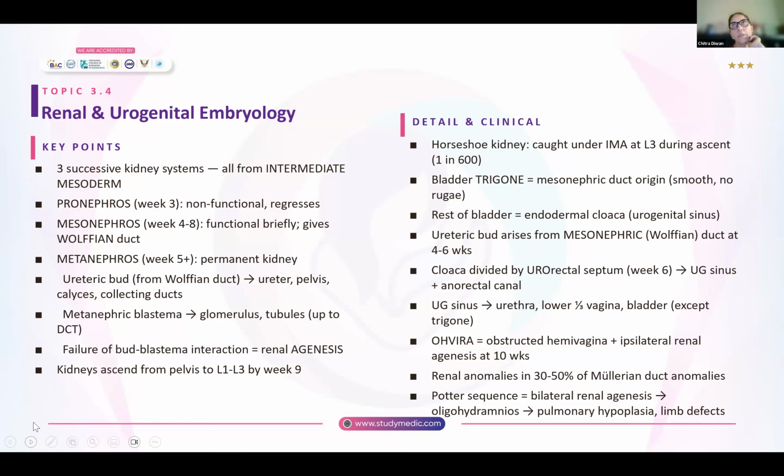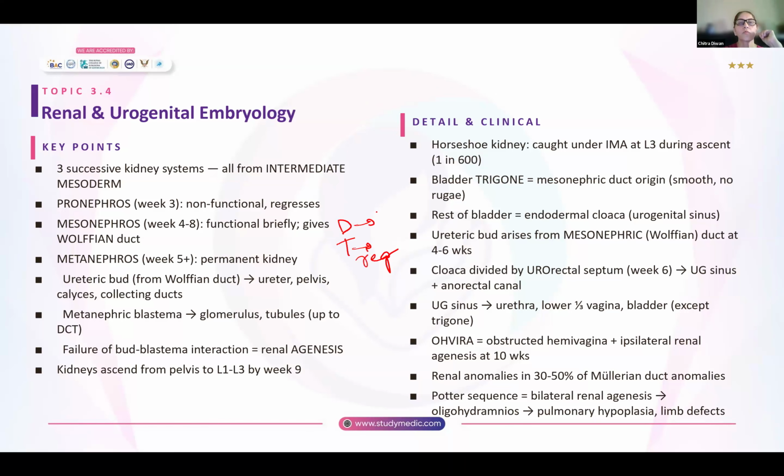Then mesonephros develops from week 4 to 8. It is functional for a very brief period of time. And in this mesonephros, you have formation of the mesonephric ducts and tubules. Okay, so you have ducts and you have tubules. Tubules regress completely.